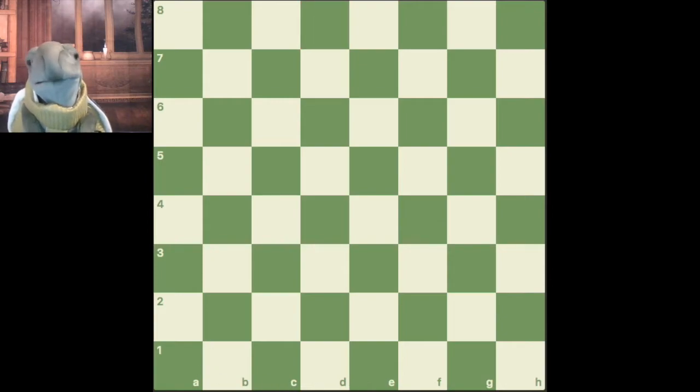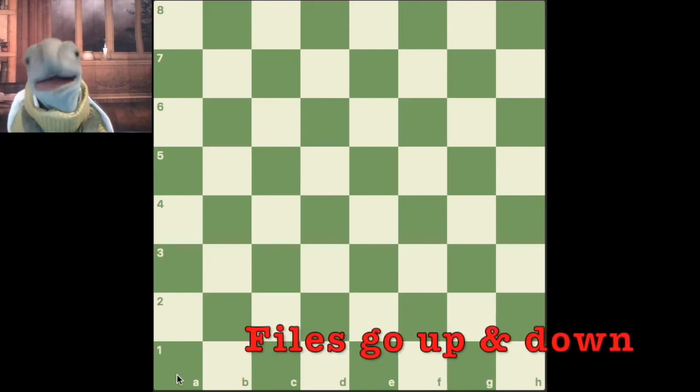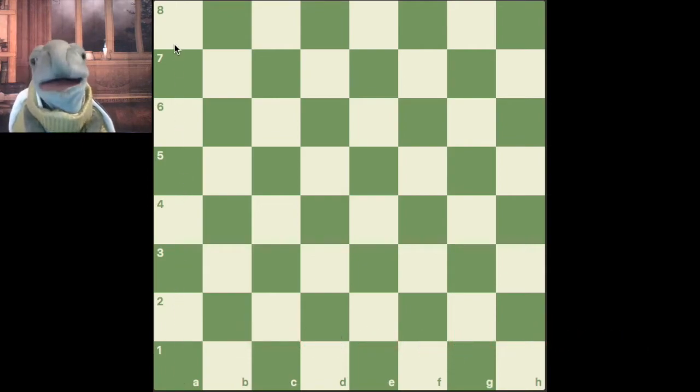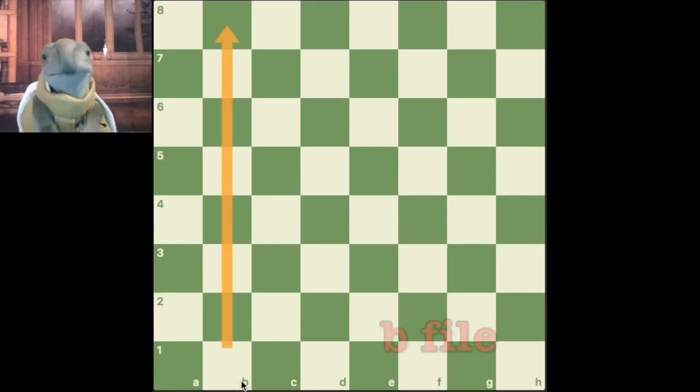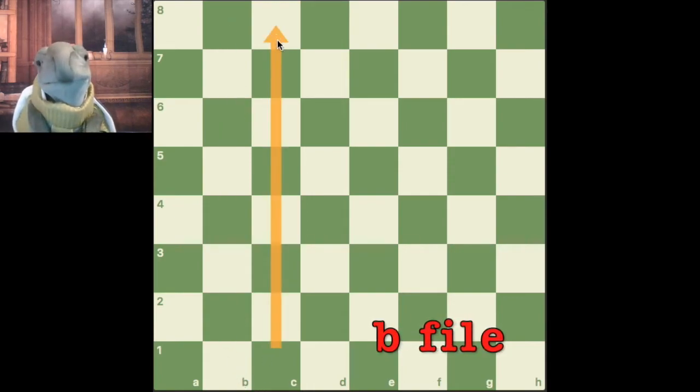The letters denote what file the square is in. A file is a roadway in chess that goes up and down. This whole row of squares is a file. It is the A file. This is the B file. The C file. Each file has just 8 squares.